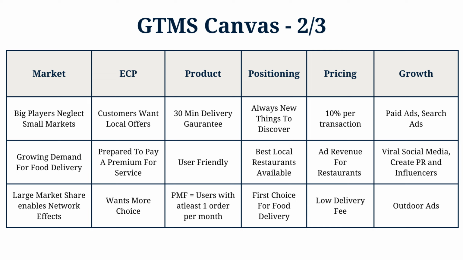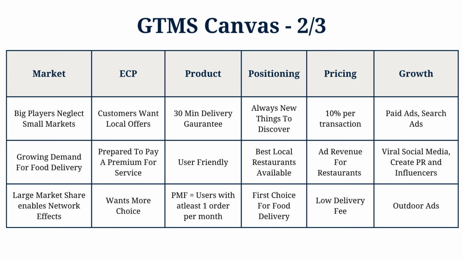In terms of pricing, they decided a 10% per transaction cost, then ad revenue from restaurants, ranking restaurants above each other based on how much they pay, and then a lower delivery fee so that users are not charged too much upfront. In terms of growth, they used a paid marketing strategy: search ads, viral social media content, PR, influencer strategy, and also outdoor ads.